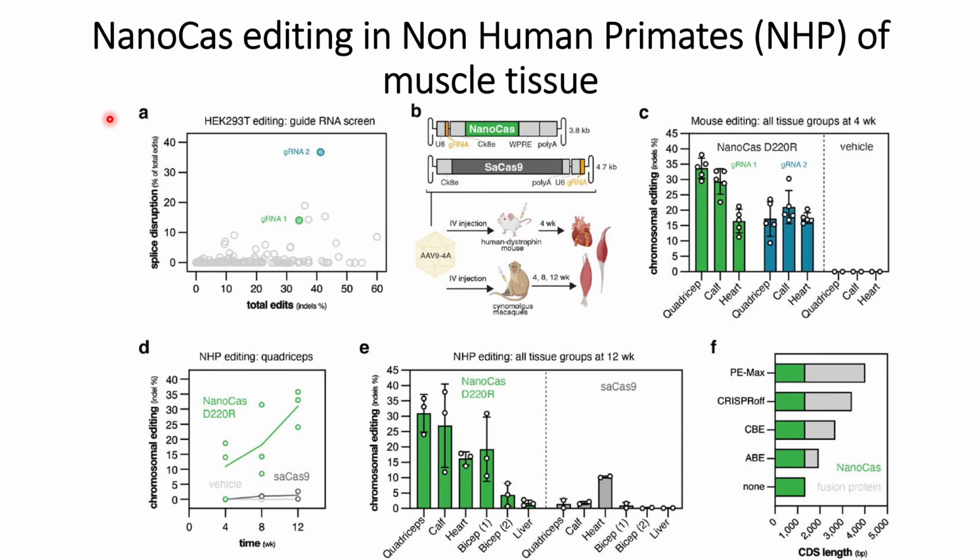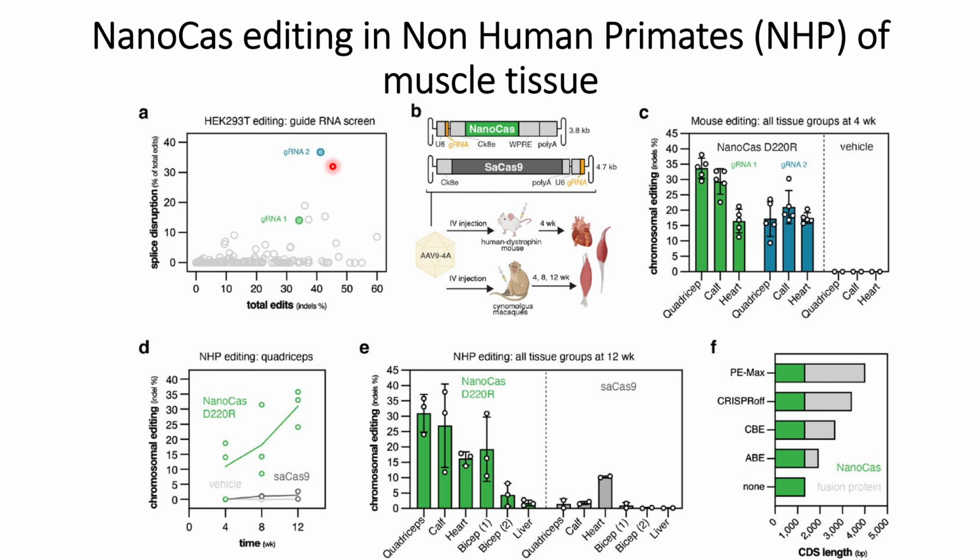In this video, we will discuss the efficiency of NanoCas editing in the non-human primates of muscle tissue. They target muscle tissue using the NanoCas CRISPR gene with a targeted guide RNA in AAV9-4A vectors, which are optimized for muscle tissue delivery.